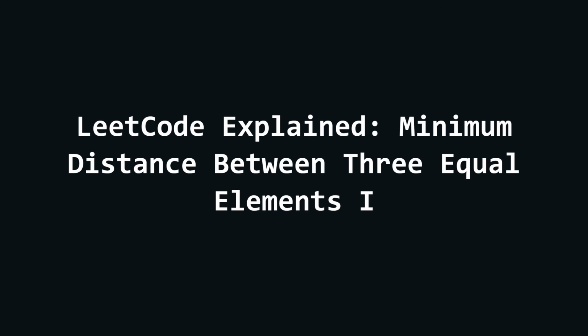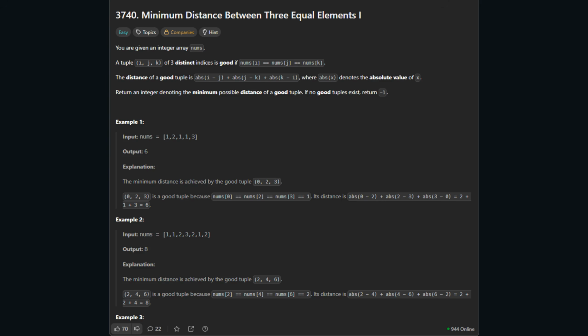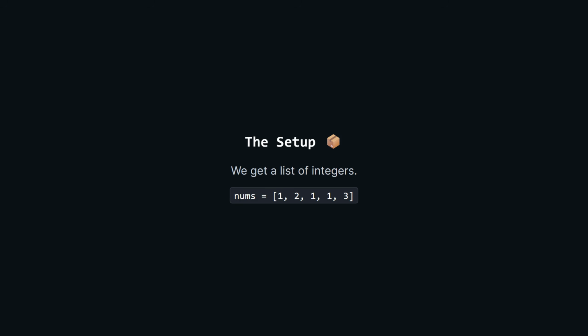Today we are solving a problem called minimum distance between three equal elements part 1. Here is the problem page. It looks a little bit complicated at first glance, so let me break it down step by step so it's super easy to visualize. We are given a list of numbers. For example, a list that looks like this.